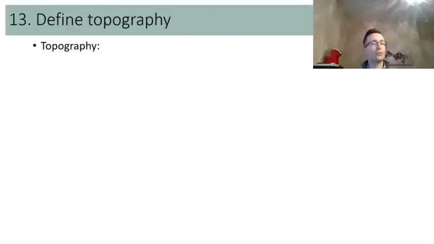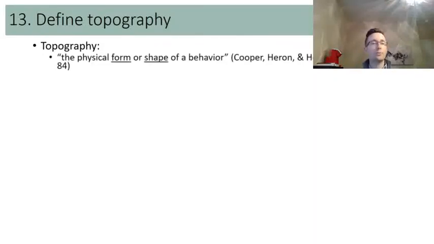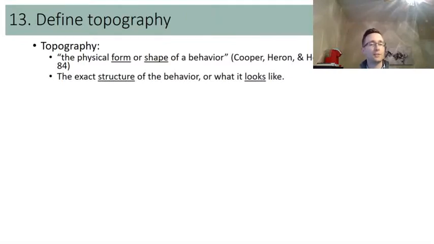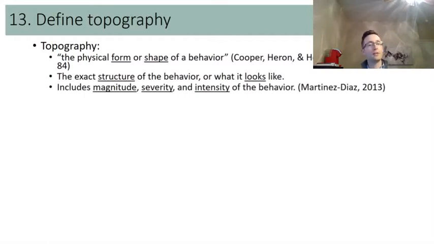Let's look at topography first. Objective 13 is to define topography. Well, topography is the physical form or shape of a behavior. That's from Cooper, Heron, and Heward in 2007. It's the exact structure of the behavior or what it looks like. And this includes, or can include, magnitude, severity, and intensity of the behavior. That's from Jose Martinez-Diaz, 2013.